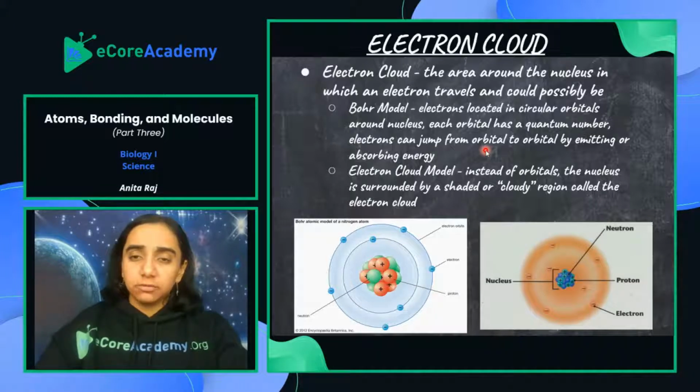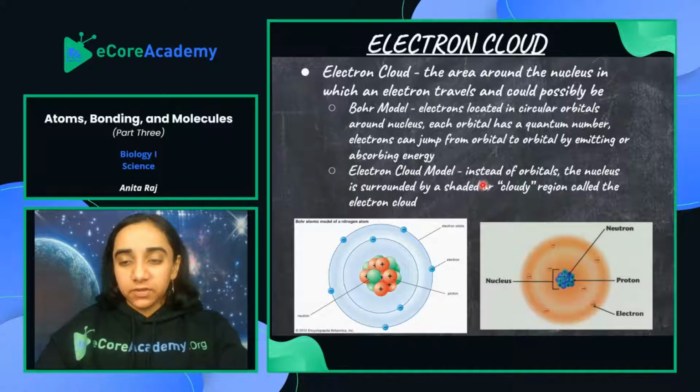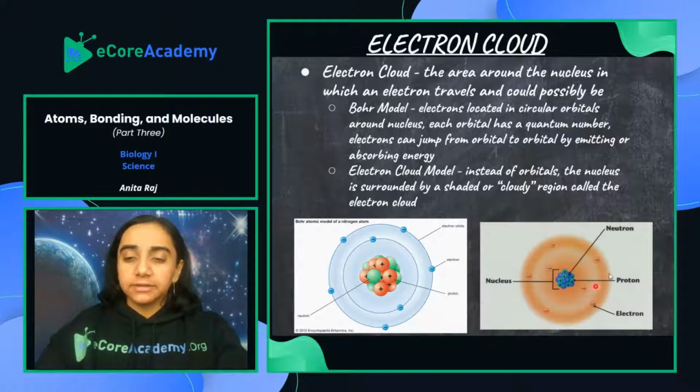So the electron cloud model was proposed by Schrodinger. Think of it almost exactly the same as the Bohr model, in that you have the nucleus in the center consisting of neutrons and protons, and around this nucleus you have electrons. But instead of these circular orbitals going around the nucleus, Schrodinger proposed that you had this shaded, cloudy region, called the electron cloud.